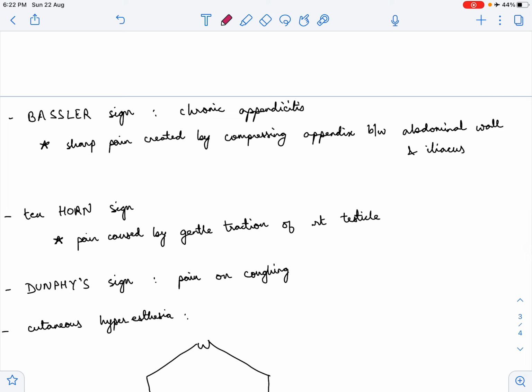Next, we have the Bachelor sign. In the Bachelor sign, which is seen in chronic appendicitis, when you compress the appendix between the abdominal wall and the iliacus, that is, when you do very deep palpation, the patient complains of sharp pain. Now, this sharp pain is seen only in chronic appendicitis. It is not seen in acute appendicitis, and this is called Bachelor sign.